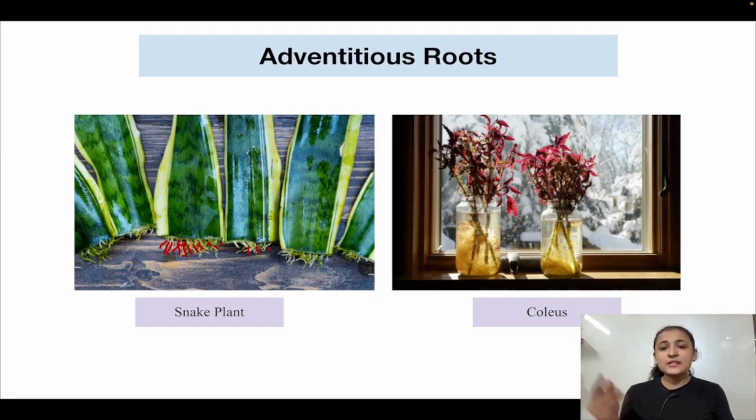Now, in coleus, if we take a stem cutting and put it in water, after some time we will see roots arising from the base of the stem. Since they are arising from the base of the stem, they are also adventitious roots, and this is how coleus is propagated vegetatively. So, here we saw that the roots arose from the leaf, and here the roots arose from the stem. So both of these are examples of adventitious roots.